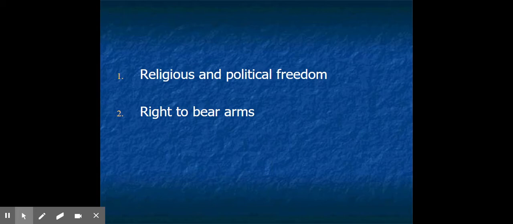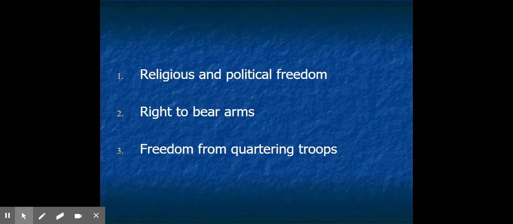Amendment number 3, freedom from quartering troops. The government cannot force us to keep troops in our homes. Where does that come from? That comes from the American Revolution. What was Britain forcing us to do? Britain was forcing us to keep its troops in our homes. So we want this expressly put in our governmental document. The government cannot do this to us. It cannot force us to quarter troops in our homes. So we have freedom from quartering troops.